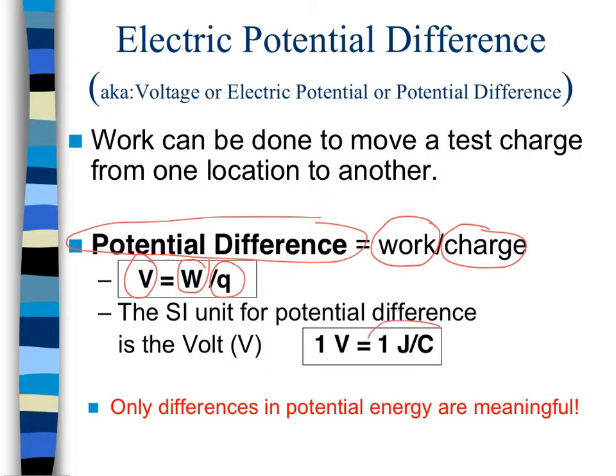So if you do work divided by charge, you would get joules per coulomb, but we can make that even more simple by just calling it a volt. But remember, only if you have a difference in potential energy does it matter to us, because then there can be a flow of electricity when there is a difference. And we'll talk about that soon with batteries.